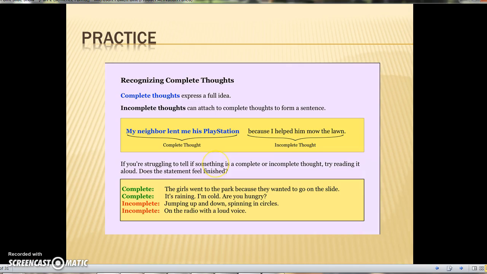If you're struggling to tell something is incomplete or complete, try reading it aloud. Does the statement feel finished? So take a look at these incomplete ones. Jumping up and down, spinning in circles. Incomplete, right? On the radio with a loud voice. Incomplete, not a complete thought, right?